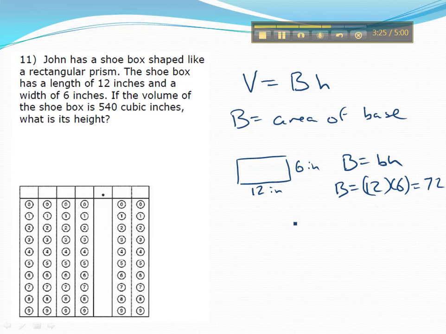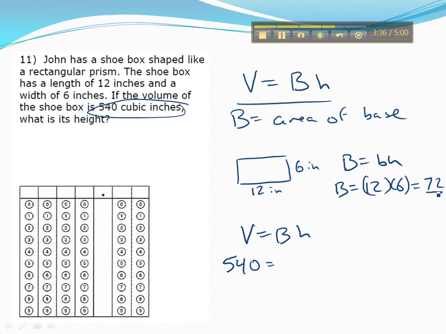That's 72. So if I rewrite this formula, V equals big B times H. They told us the volume is 540 cubic inches. So 540 equals, big B is 72, we just calculated that, times H. How do I solve for H? Right now we're multiplying H times 72. We undo that multiplication with division, the inverse operation. So divide both sides by 72 and we'll get 1H, which is what we want, equals this quotient, 540 divided by 72.